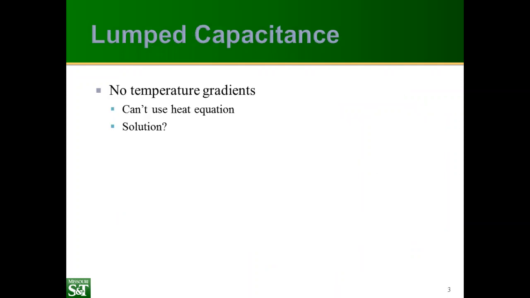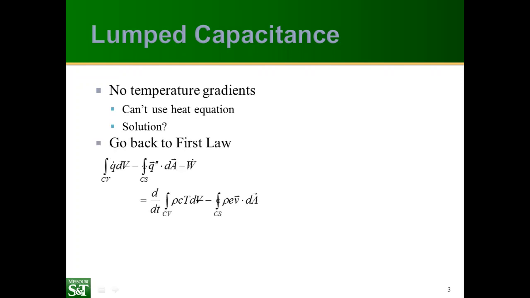So we talked about not having temperature gradients. If we don't have any temperature gradients, then we can't use the heat equation. So instead of using the heat equation, what are we going to use? And the answer to that is we're going to go back to the first law of thermodynamics. This is the same version we used earlier, except in this case I've converted U into CT, and our convection term here is using the total energy.